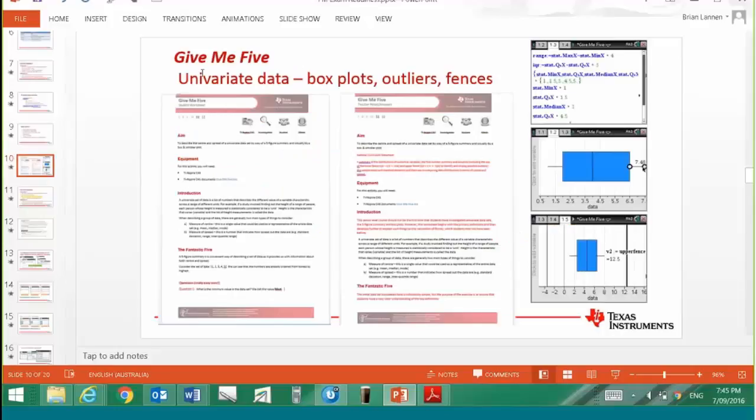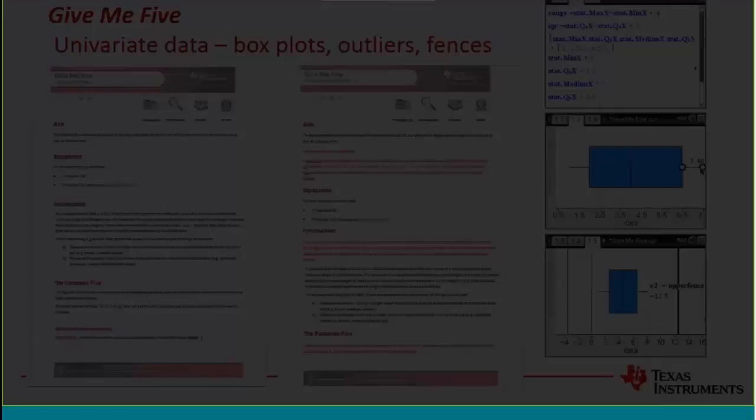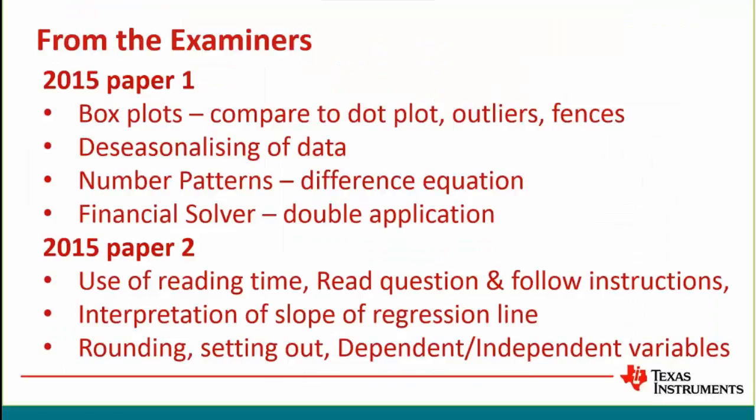Okay, so we've talked about the Give Me 5 activity. Hopefully that's useful to you. I'm going to jump into a slideshow format here. And so we've talked about the deseasonalizing of data. You saw that from Roger, thank you. I've talked about the box plots.